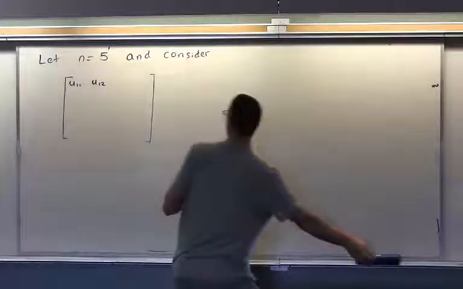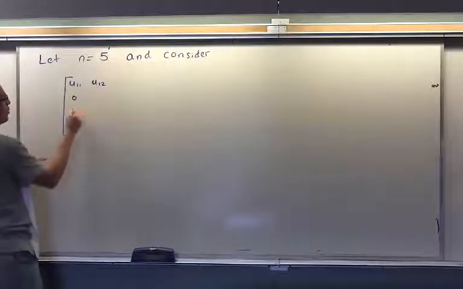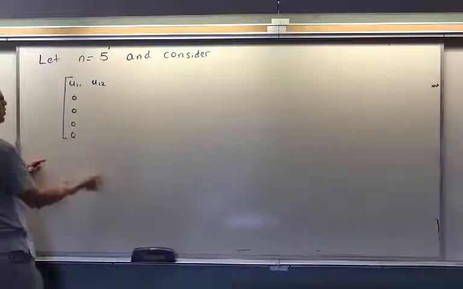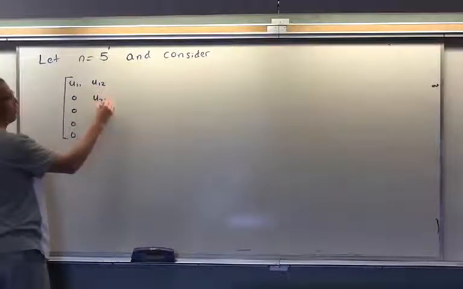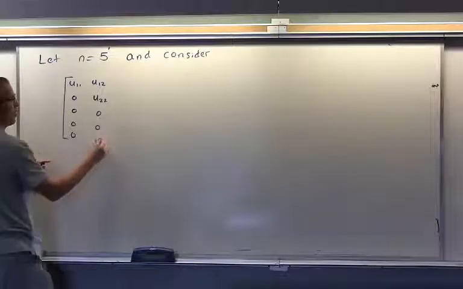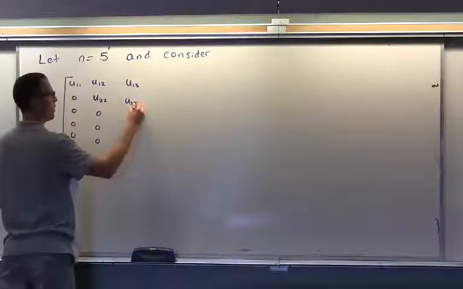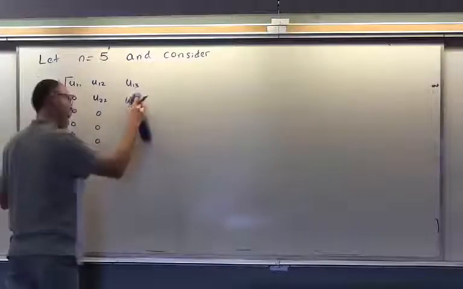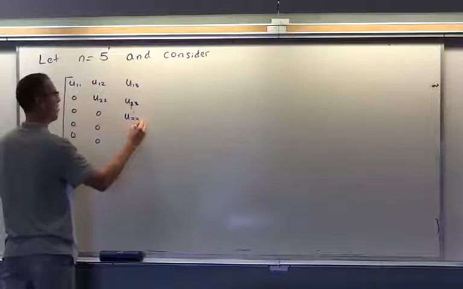Sorry, go ahead, Nemanja. Oh, awesome. Strictly lower triangular portion, all zeros. So maybe you want to do it by columns first. That's cool. U11, 0, 0, 0, 0. U12, U22. Awesome. Next. Isn't it so much cooler to write in blue? 3, 3.